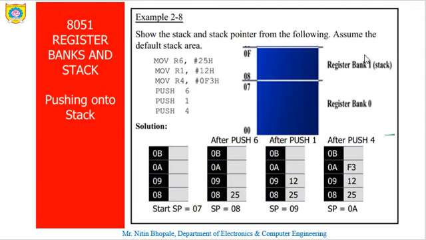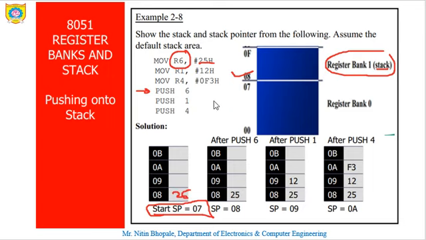As we can see here, the stack has the range from 08 to 0F. So in order to utilize the 08 location, obviously the stack pointer has to start from 07. That is what is done in the next operation. Now let's look at this particular instruction. When we say PUSH 6, it means whatever contents we have in R6, that is 25H, will be pushed to the stack. So this 25 will be at this particular location.